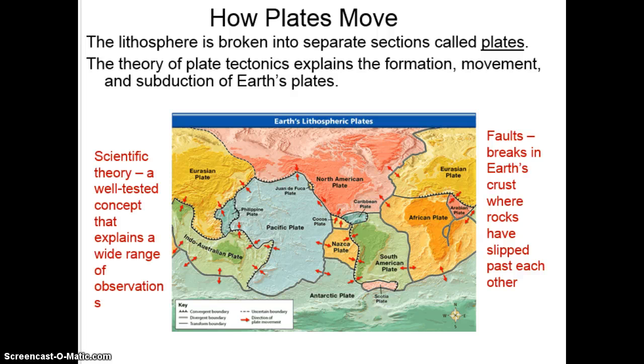If you take a look at the map below, this is a map of Earth's lithospheric plates. You can see that there are some convergent boundaries, some divergent boundaries, some transform boundaries, some uncertain boundaries, and it's also showing you the direction in which the plates are moving.